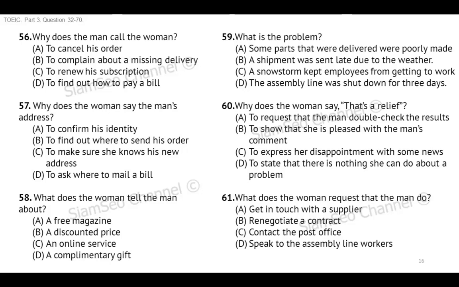Number 56. Why does the man call the woman? Number 57. Why does the woman say the man's address? Number 58. What does the woman tell the man about?